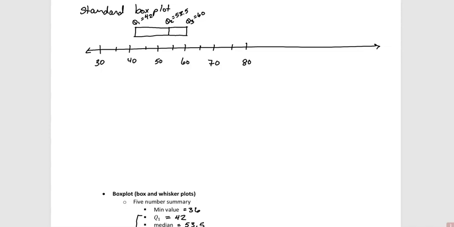For a standard box plot, we're going to next put a dot at that minimum value, which is at 36, and the maximum, which is over here at 75. And then all we do is we connect with a whisker the box to the smallest and the box to the biggest. So that would be our standard box plot.